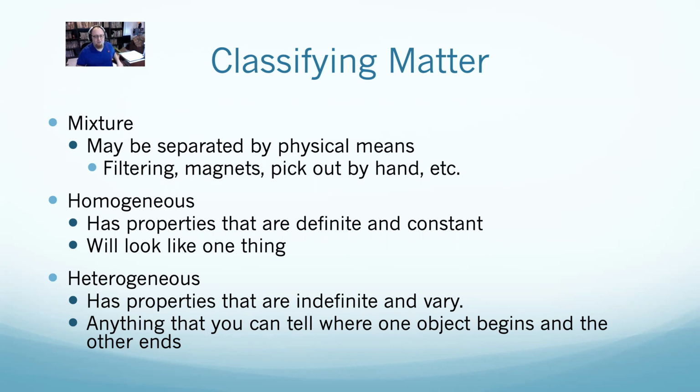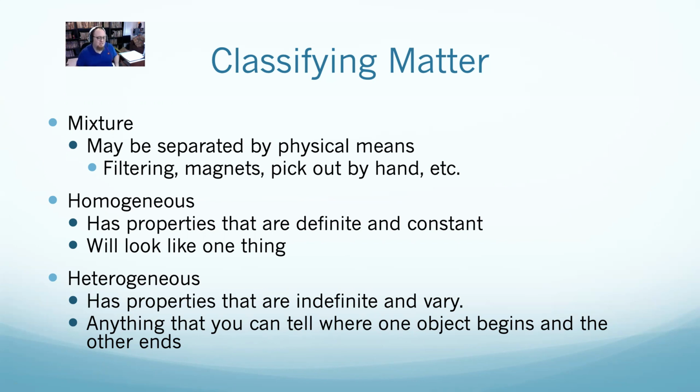Metal alloys are homogeneous mixtures. That steel is a mixture of various metals put together. They're nice, uniform, and you can't tell. You can't say, oh, here's the one thing, here's the other. Salt water is a homogeneous mixture. You just got salt and water. You can't see where the salt begins and the water ends.